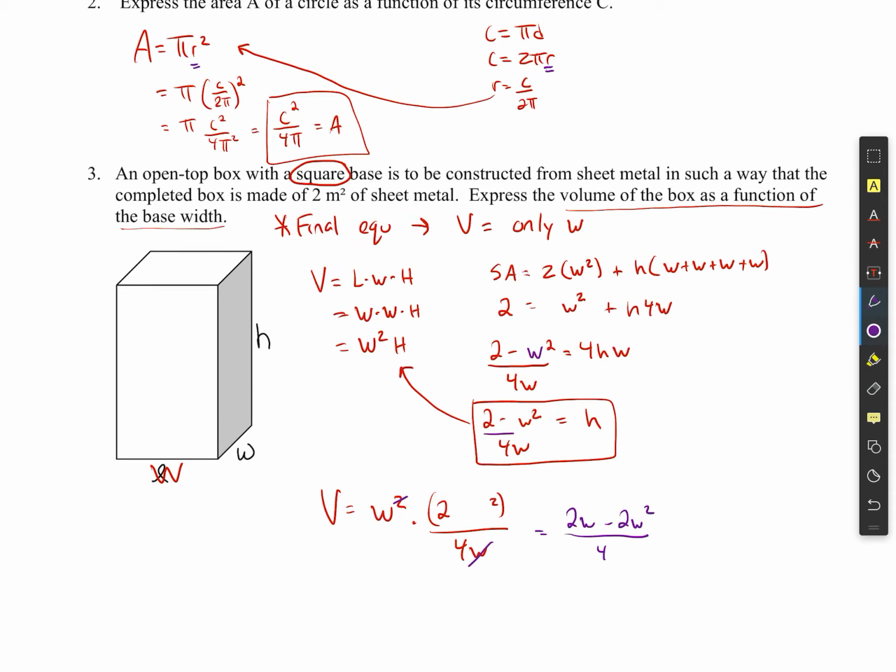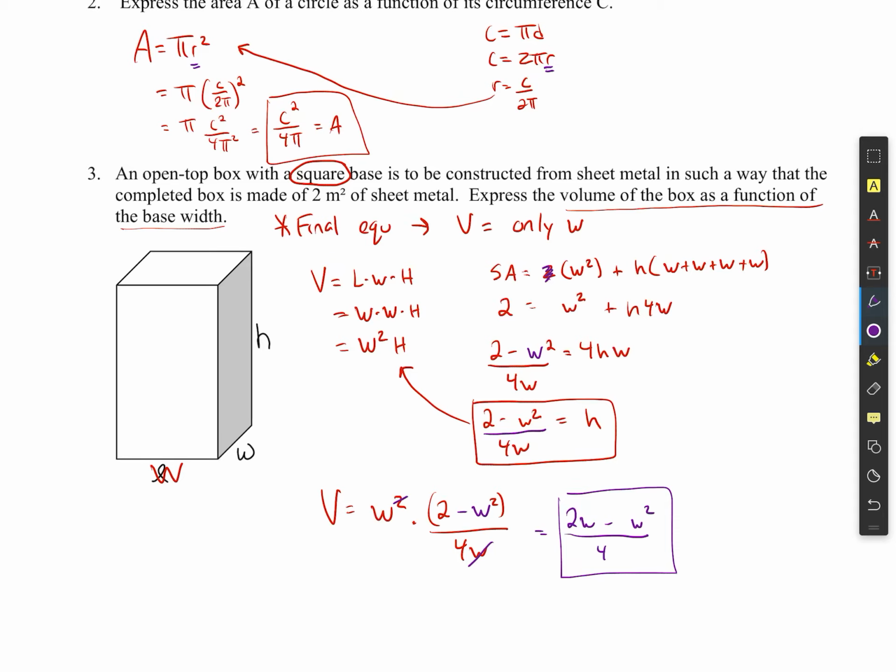2 minus w squared over 4w. Get rid of that 2 again. And that leaves me with that. So the key error: I was looking at it and I thought it had a top on it. Since it didn't have a top, the formula is surface area equals area of the base plus height times perimeter. We don't have that 2. So that was a slight error that I made.